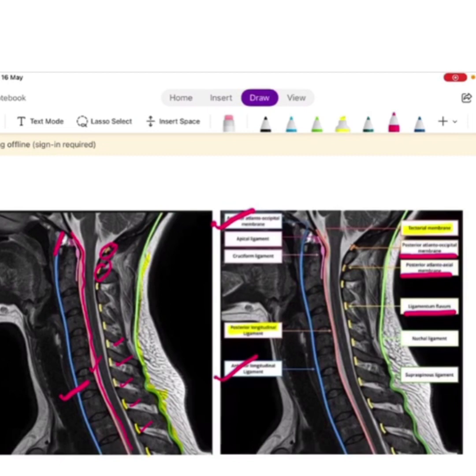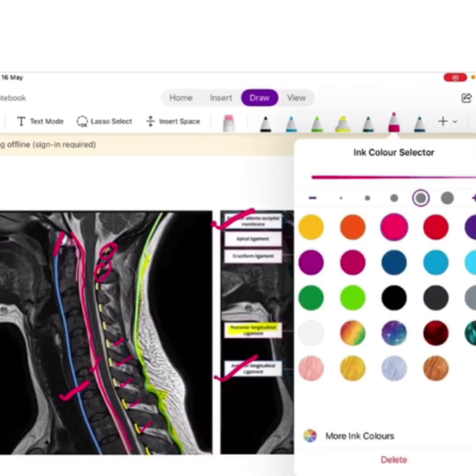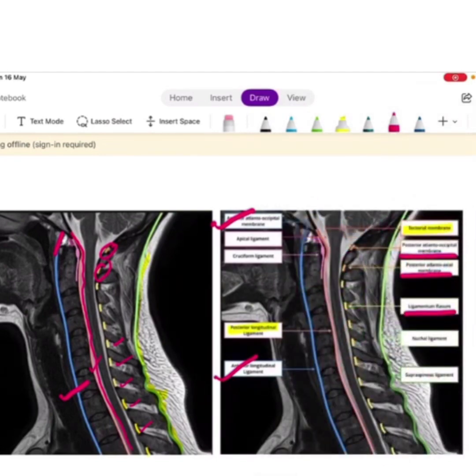That's okay till now. Next are three more ligaments: the apical, the alar, and the cruciform ligament. So the first one is the apical ligament. Okay, apical ligament is this purple one. Apical ligament means from the apex of the dens to the clivus. Okay, this one is the apical ligament.